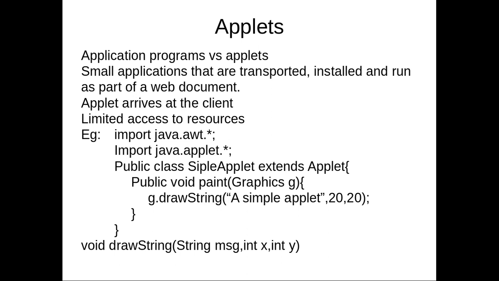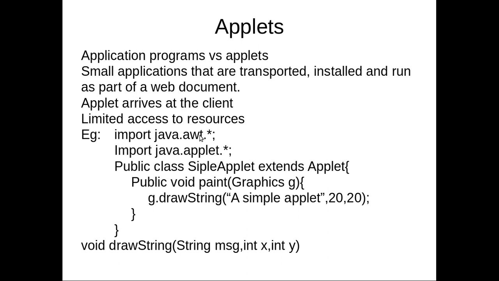Applets are small applications that are transported, installed and run as part of a web document. That means applets arrive at the client. Suppose you are browsing, and on the back end a lot of applets may be running. As far as security is concerned, there is limited access to the system resources for Java applets. This is an example of a Java applet.